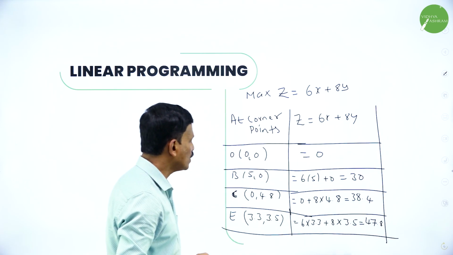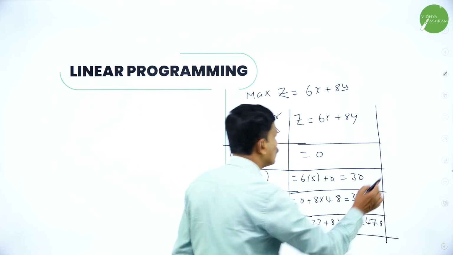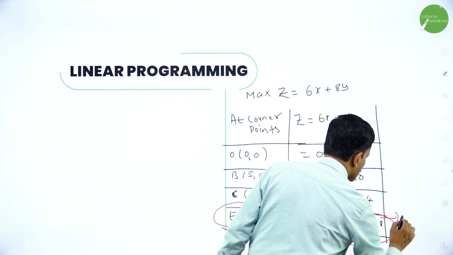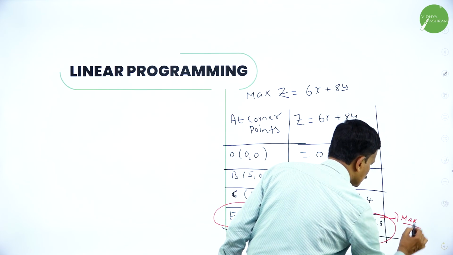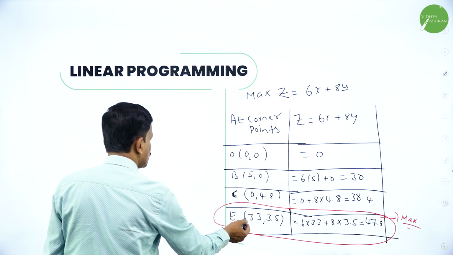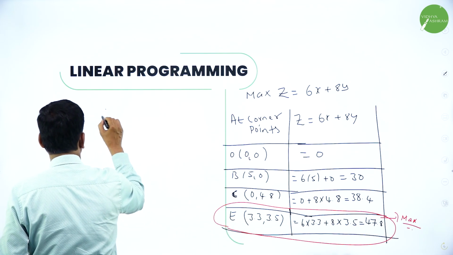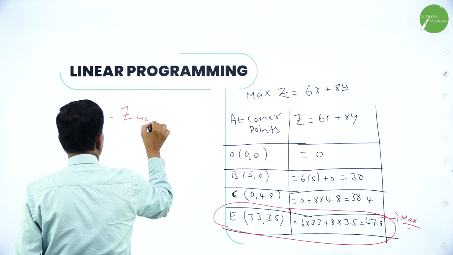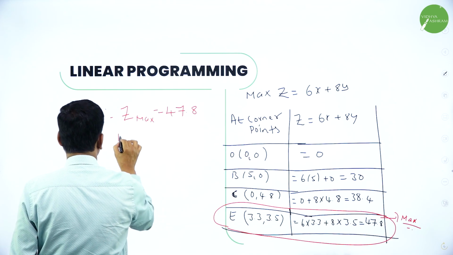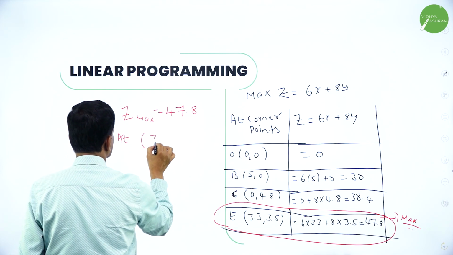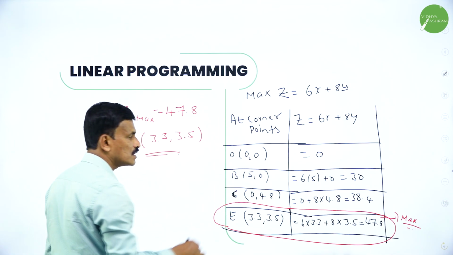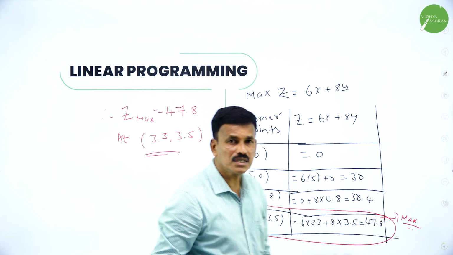Now, what is the maximum value? 47.8 is the maximum value. So, therefore, this is the maximum value. So, the maximum is 47.8 at 3.3, 3.5. So, therefore, Z maximum is equal to 47.8 at 3.3, 3.5. This is the required solution for the given LPP problem.